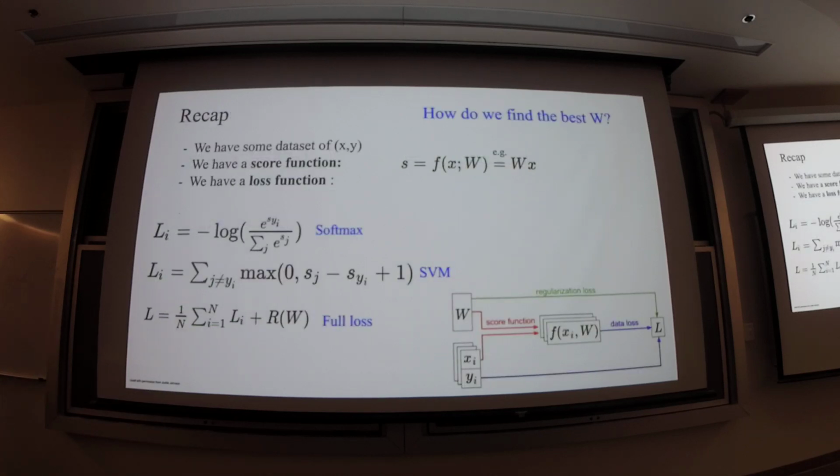So anyways, that's what we did today. The next time we meet, we're going to be talking about how we finally find this best W. We have a way of thinking about how good our W is. Now, how do we use that loss function, that measurement of how good W is, to actually update it and get a better W? That's what we'll do next time.